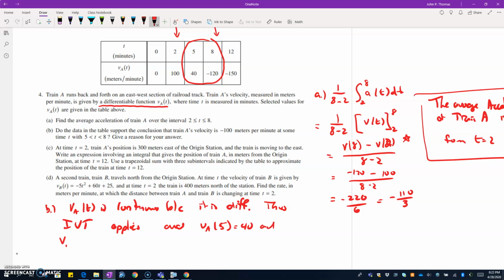And v sub A of the other side of the interval, which is 8, is negative 120. Thus, v sub A of some value c equals negative 100 on 5 to 8, due to IVT. All right, because we have to hit every value in between the high point and the low point, so between 40 and negative 120, we hit every single value along the way.